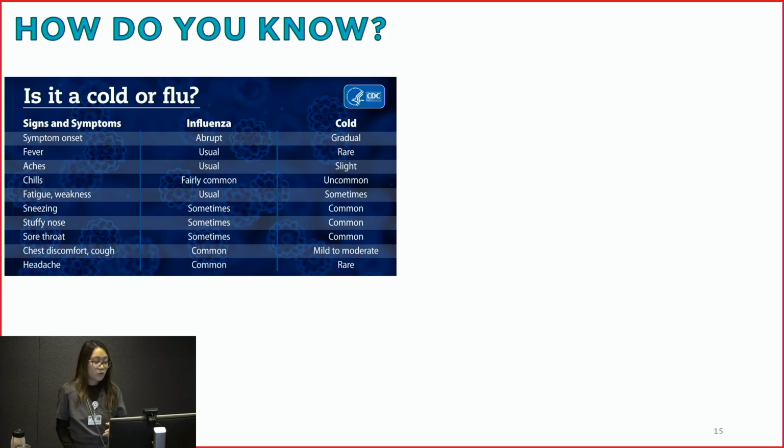On the flip side, when you have a cold, it comes on gradually. A cold usually lasts from 7 to 14 days. You don't usually have a fever, and you might have some achiness and some fatigue. However, it probably varies per individual, but it's not as profound as influenza. But you for sure have a stuffy nose, sore throat, and sneezing, and you might have some cough and chest discomfort. I would say it depends on how much you cough, either a dry or productive cough. And a headache may or may not occur.